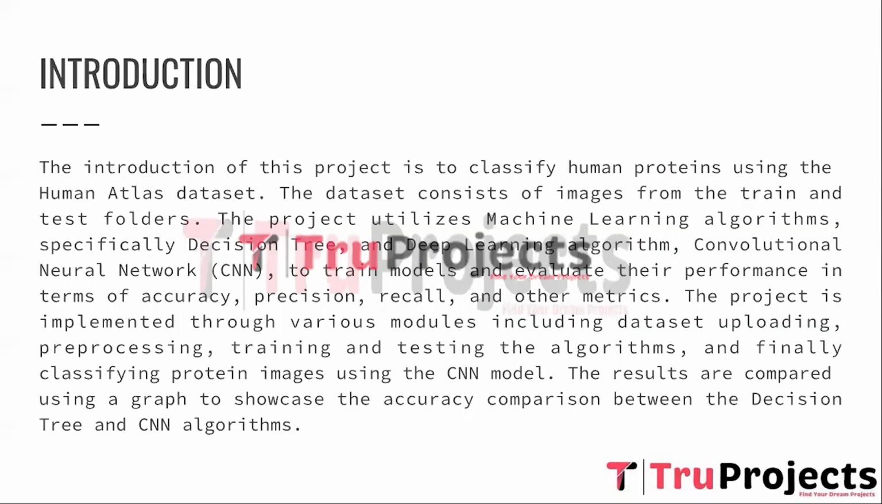The project's primary focus is on classifying the human protein using the Human Atlas dataset, which contains images from the train and test folders. Machine learning algorithms, specifically the decision tree, and the deep learning algorithm, convolutional neural network, are employed to train the model and assess their performance in terms of accuracy, precision, recall, and other evaluation metrics. The project encompasses different modules, and the comparison of results is depicted through a graph highlighting the accuracy disparity between the decision tree and the CNN algorithms.